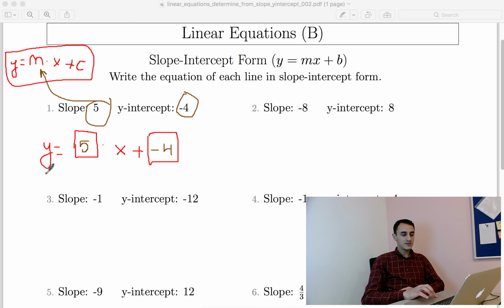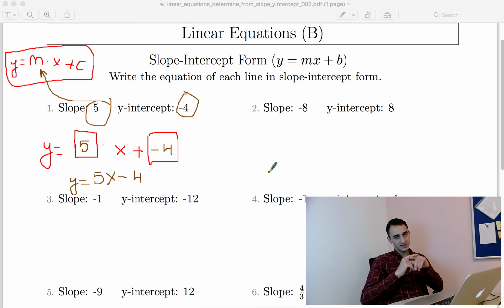And finally my equation is like this: y is equal to 5x minus 4, because plus times minus needs to be minus. If both were negative, then it would be positive. I think you know this rule. So my equation is y is equal to 5x minus 4. Let's do this for the next one.